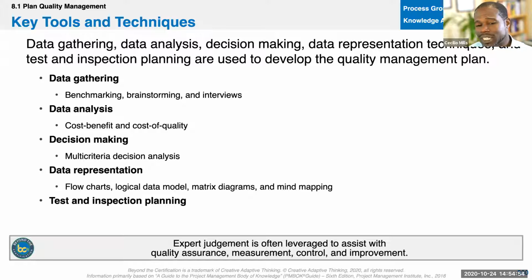We saw multi-criteria decision analysis and multiple options, pick a choice, and then make sure your choice was right. You have data representation. This is basically just putting it on a screen or a chart or a diagram so that somebody can see it. That's what data representation is, right? And then test and inspection planning, right? While that's a tool and a technique, the output, we will get test and inspection plans. So just remember that for the exam, there's test and inspection planning.